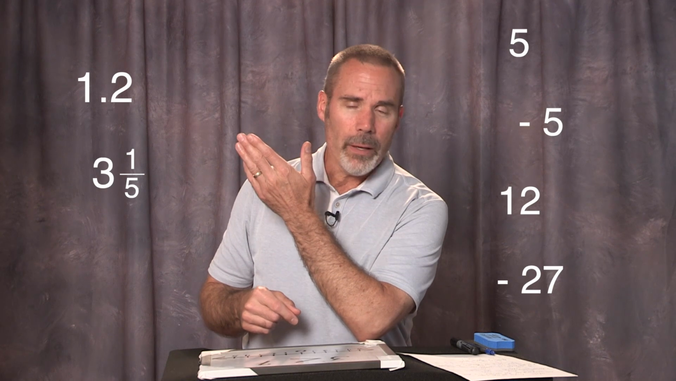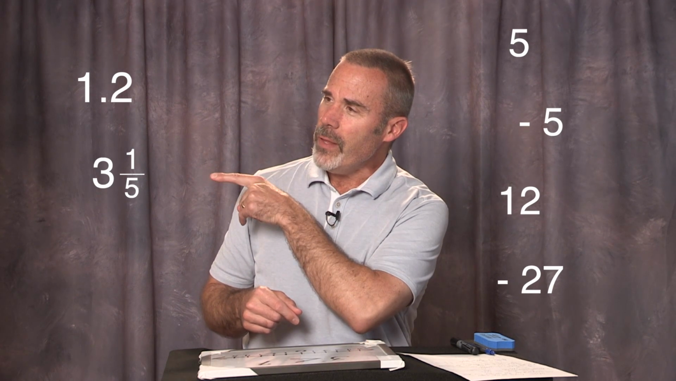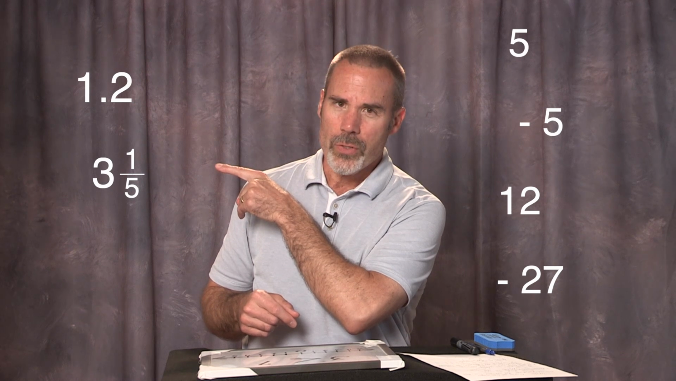Let's look at some numbers over here. Numbers like 1.2 or 3 1/5, not integers. So again, integers are just whole numbers and their opposites. Numbers like 5 and -5, or 32 and 55, all integers. What we're doing today, the first part of the video, is about comparing them. We want to see which one is larger or which one is smaller.